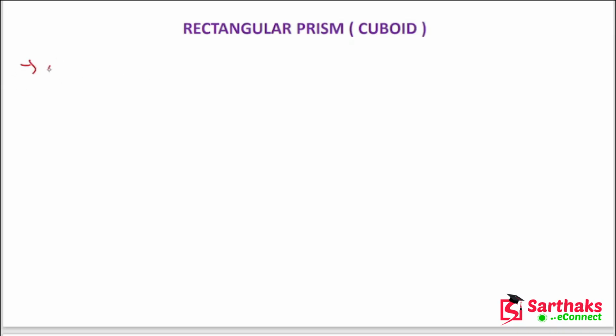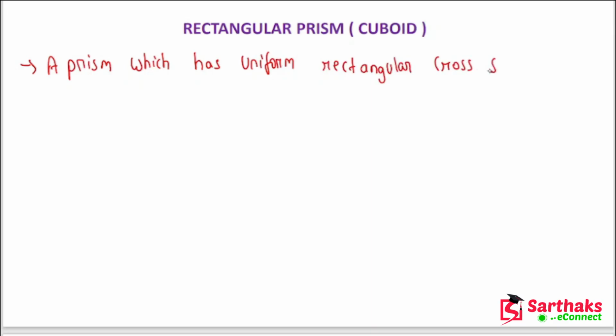So I can write: a prism which has a uniform rectangular cross section is called a rectangle prism.